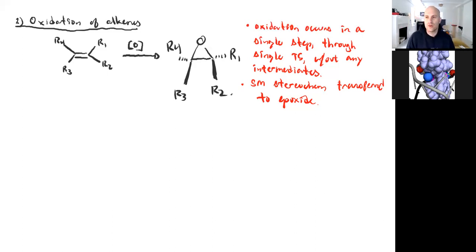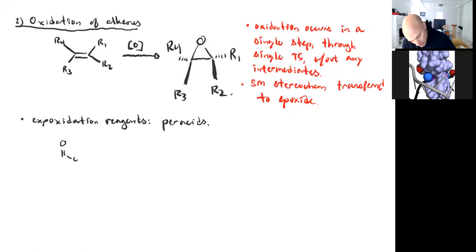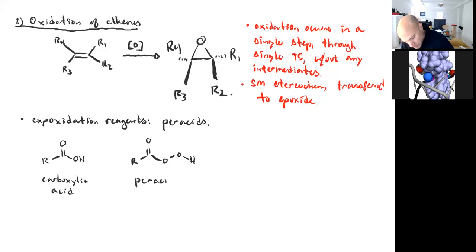All right. So what do we use to oxidize alkenes, or to epoxidize an alkene directly? We use what's known as a peracid. So a carboxylic acid is this type of compound. The per tells me that I've got an extra oxygen, so a peracid is this type of species. Just like peroxide is two oxygens. And so the common peracid that people use is what's known as metachloroperbenzoic acid.